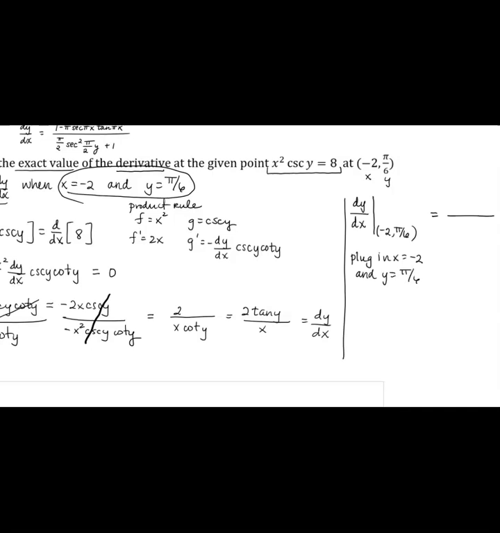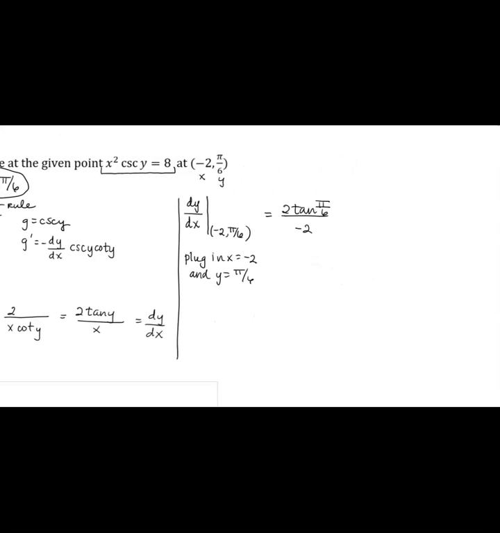So in dy dx, I will be replacing y with pi over 6. And in the denominator, I'll be replacing x with negative 2. And now when I simplify this, the 2 and the negative 2 will cancel and simply leave me with a negative. And the tangent of pi over 6 is equal to root 3 over 3. And so our final answer is the negative square root of 3 divided by 3.